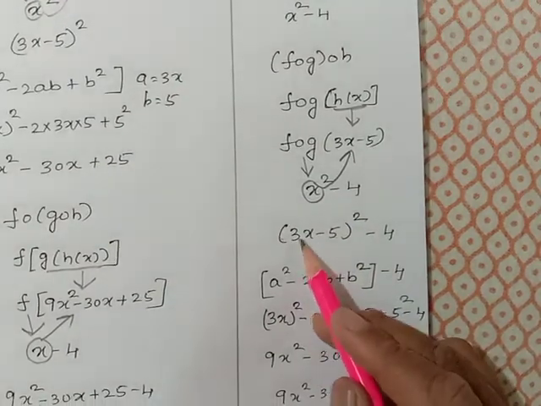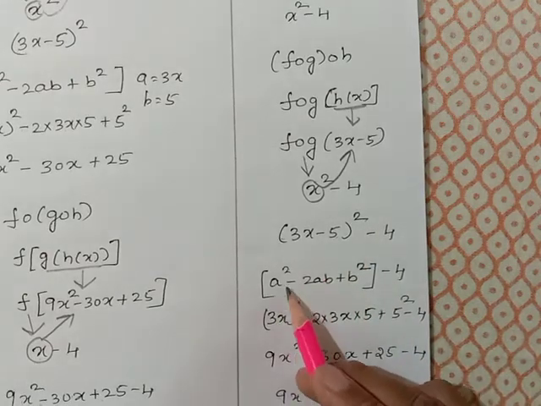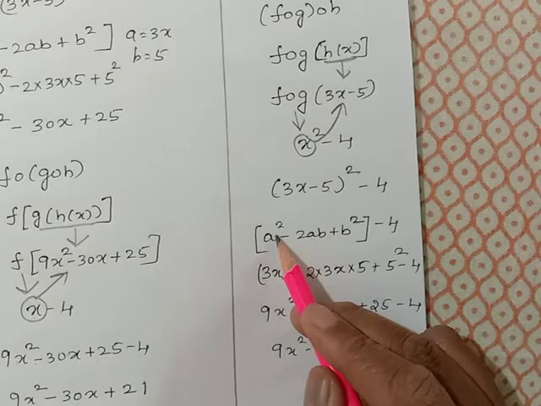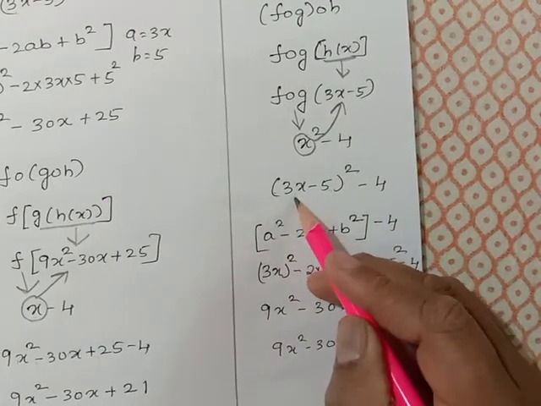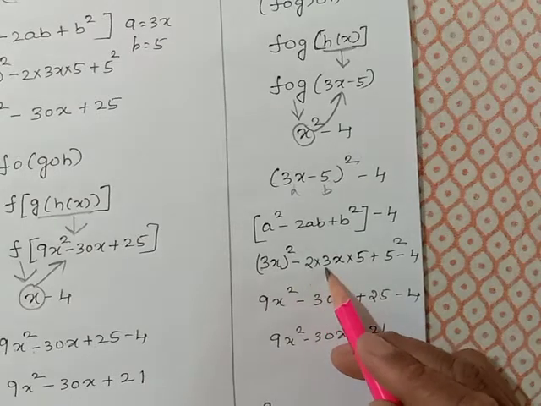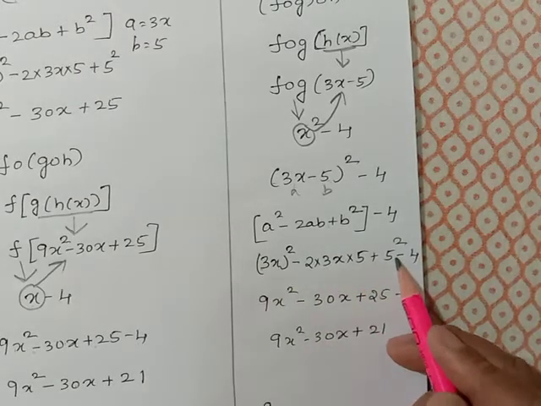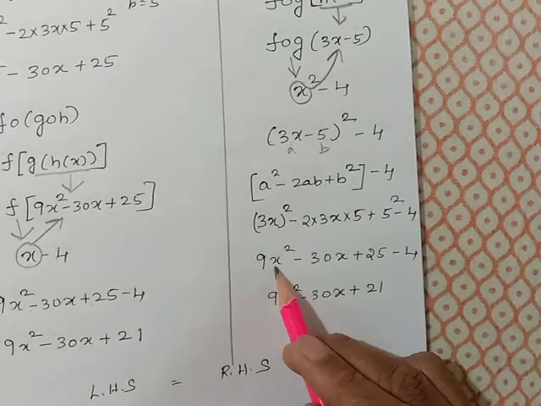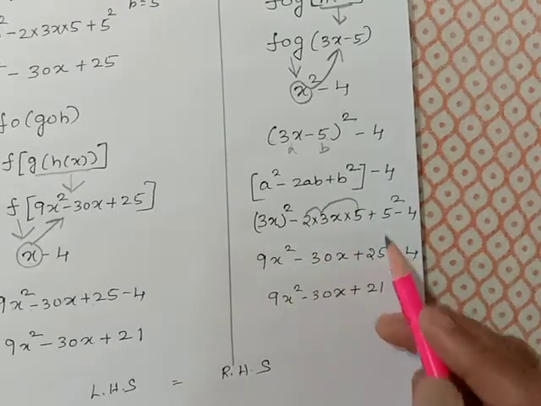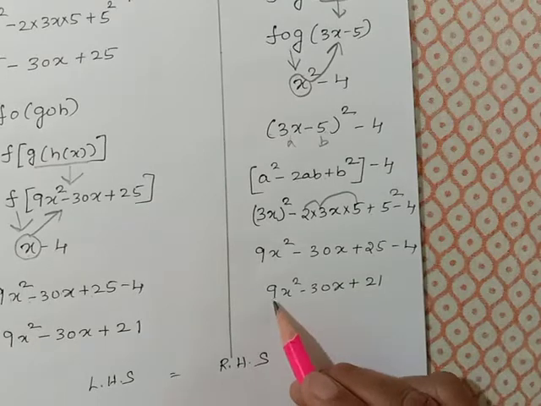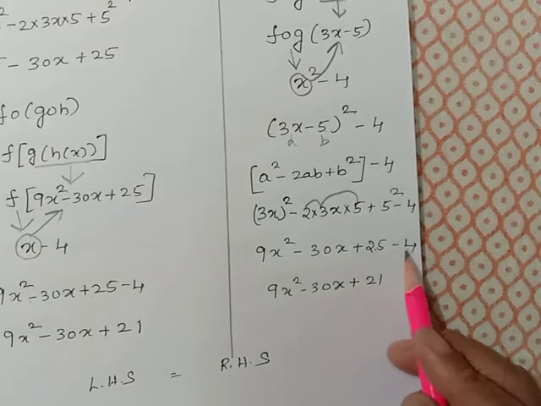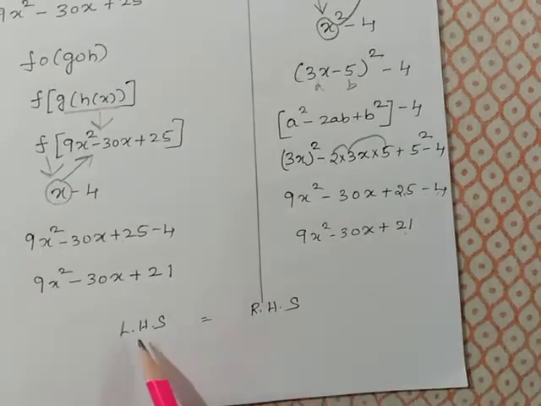It is like the formula a minus b whole square, that is a square minus 2ab plus b square, remaining minus 4. So in the place of a we'll write 3x, and in the place of b we'll write 5. 3x whole square minus 2 into 3x into 5 plus 5 square minus 4. So 3 3s are 9, x square, minus 3 2s are 6, 6 5s are 30x, plus 5 5s are 25 minus 4. So 9x square minus 30x plus 21. Here the left hand side is equal to right hand side.